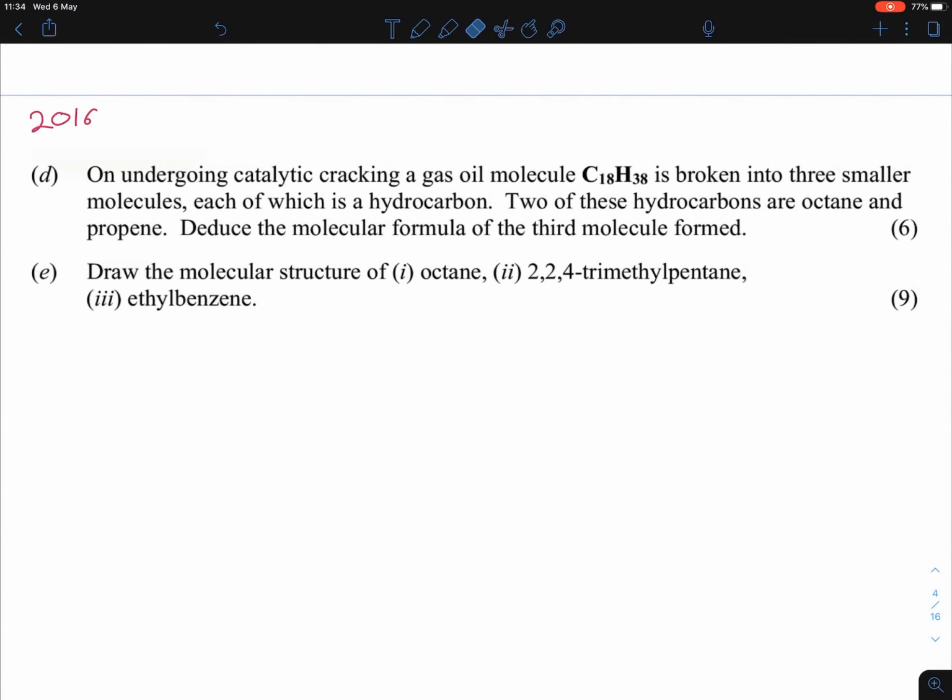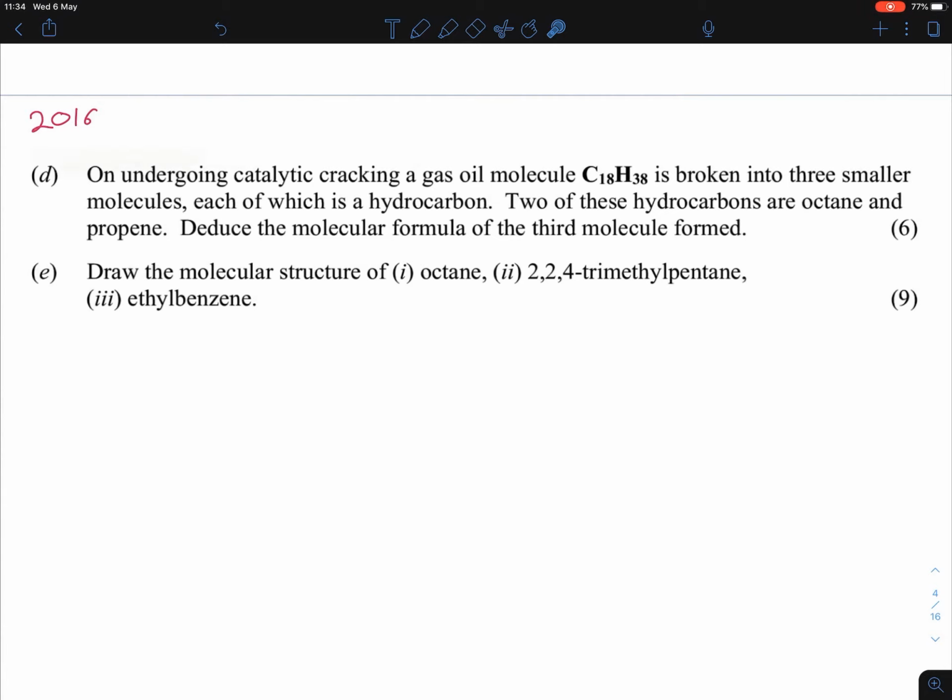Hi everybody, so look, this is bite-sized chemistry, part 2 for the octane number and processes, and we're going to look at 2016, and again, we're not going to be doing the full questions, we're just going to be looking at the questions that focus specifically on the octane number or their processes. So, looking at 2016, and again, they're always question 6s, we're looking at part D and E.